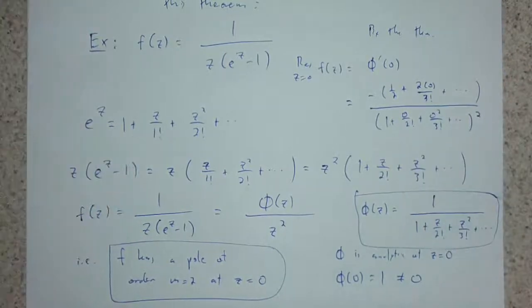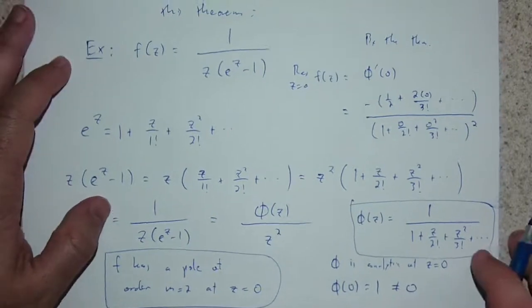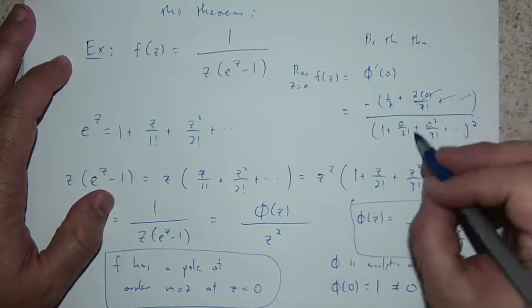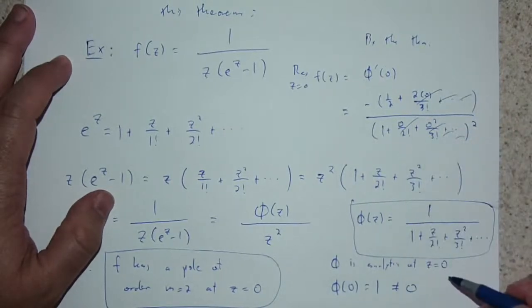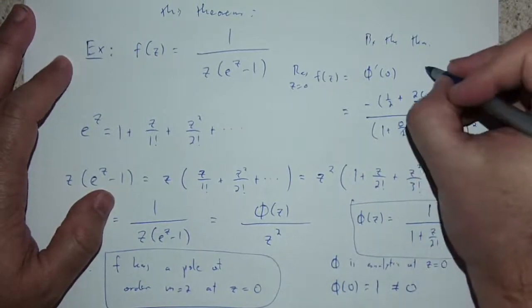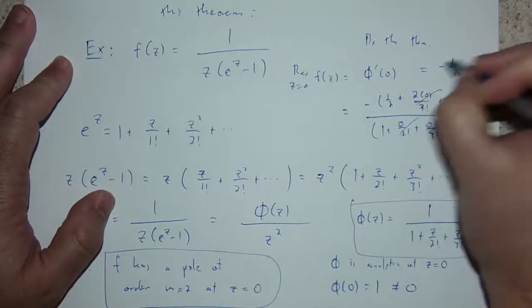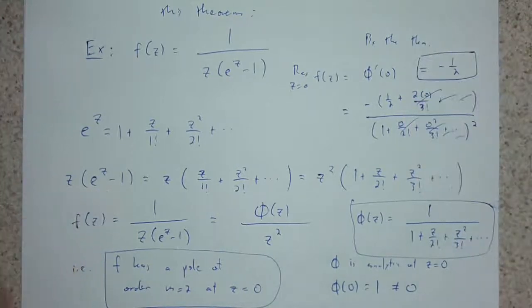This is the quotient rule, right? But, of course, all those are 0, and so what am I left with? This is minus 1 half. And so the residue of this thing at 0 is minus 1 half.